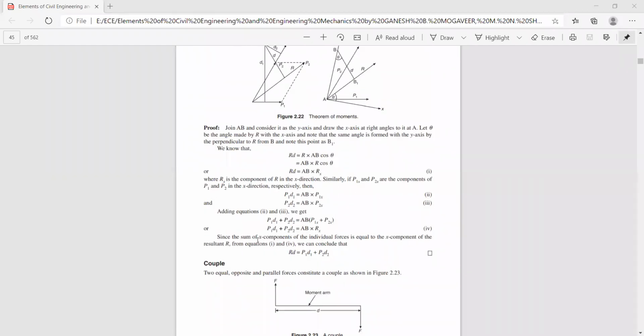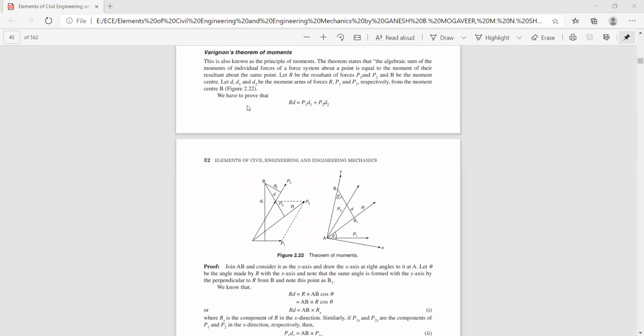Now, since the sum of the x components of the individual forces is equal to the x component of the resultant R, from equation 1 and 4 we can conclude that the moment of the resultant about any point will be equal to the algebraic sum of the moments of the individual forces about the same point. So is it clear?